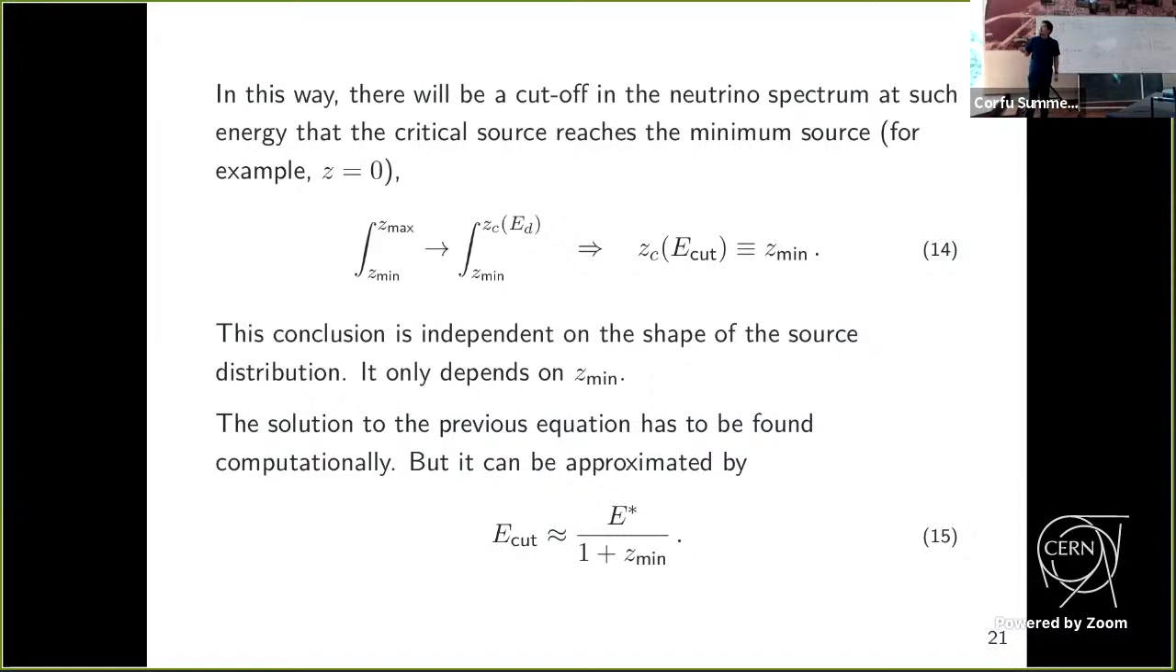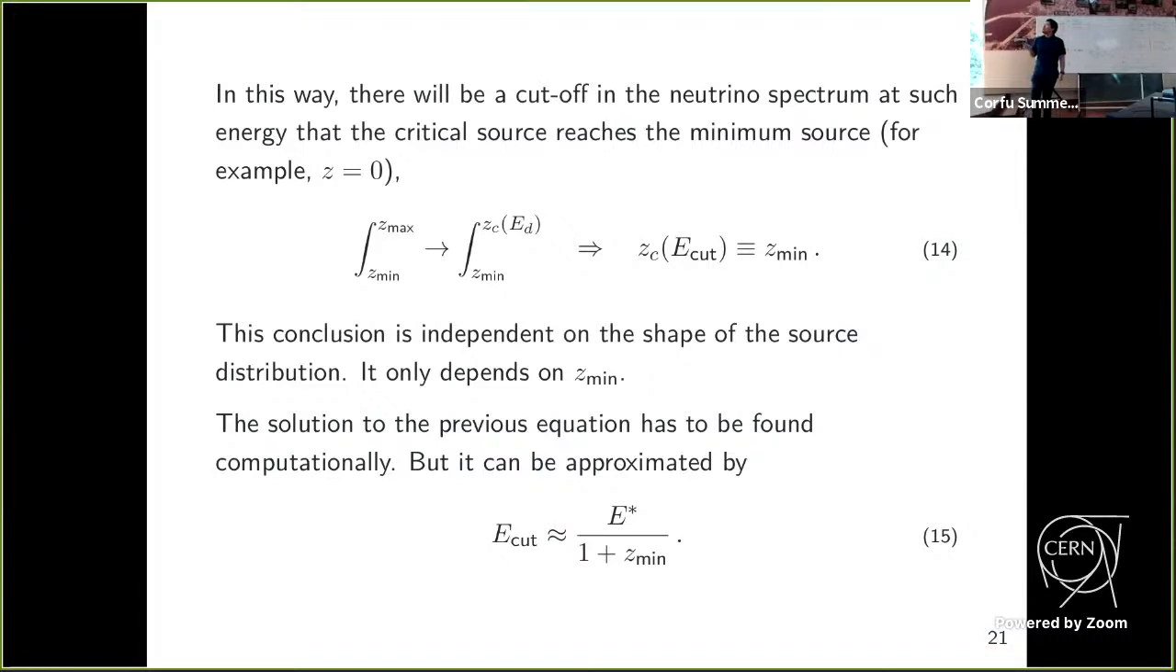And at a certain point, the critical source would have the same value as the first source we are taking into account, even if the source is at 0. So at this energy, such that the critical source has the same value as the first source we are taking into account, the flux will be 0, identically 0, independently of the distribution of sources or any other thing. So we can say there is a cutoff, independently of the other parameters.